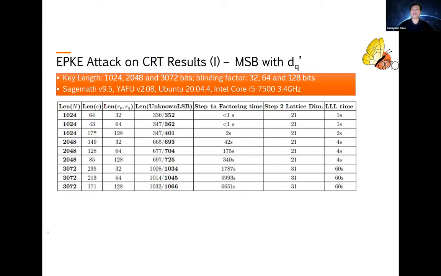So this is the first scenario, where we have only a single decode prime available. So we do this factorization. We experimented with three different key sizes, 1024, 2048, and 3072 bits, and also three typical blinding factor sizes, 32, 64, and 128 bits. As you can see, for the factoring time, this is step one we were talking about, it takes seconds, minutes, or hours. Step two is the lattice space reduction, which takes within seconds.